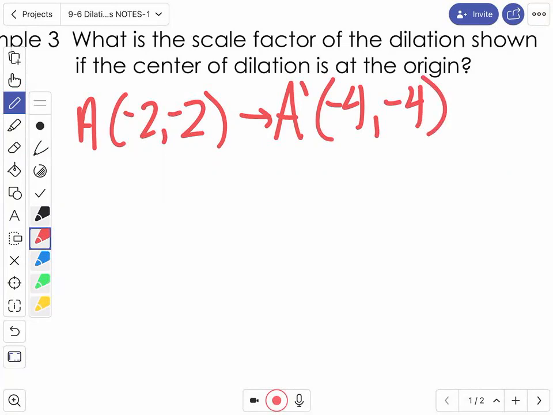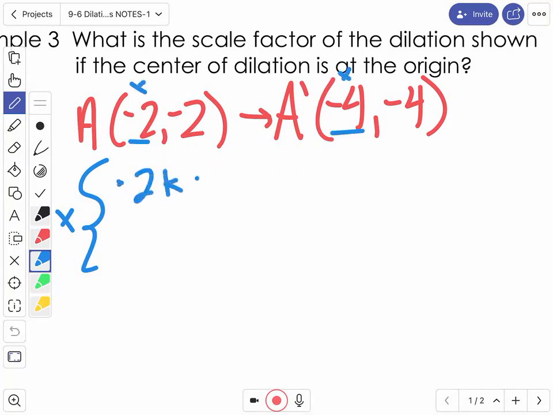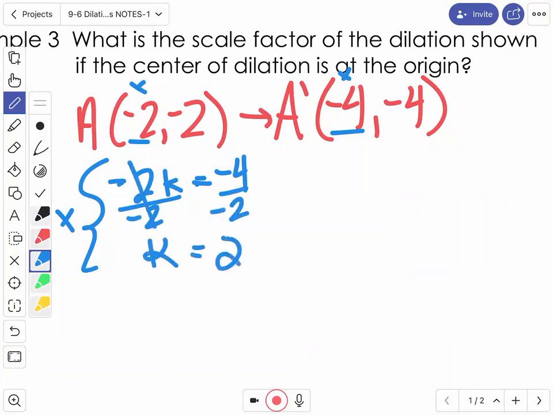So we're going to set up an equation. We'll start with the x's. So that means we'll use the 2 and the -4. So -2 times my scale factor is supposed to give me -4. So just like we would any equation, divide out that -2. And according to that, my scale factor is a +2. Now we're going to check the y's.